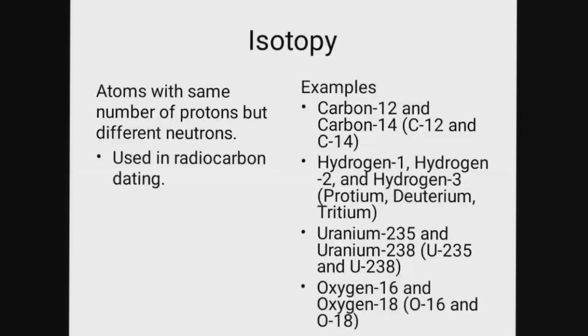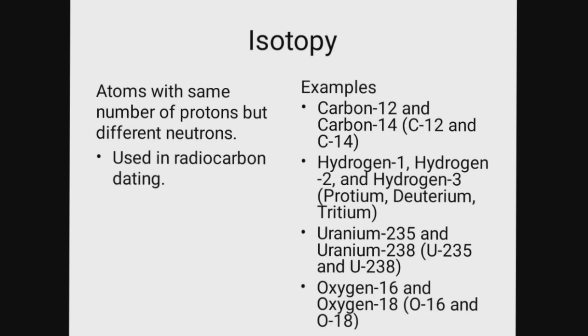Take hydrogen, for example. Hydrogen has three isotopes: the first is protium, then deuterium, and tritium. Then we have uranium-235 and uranium-238. We also have oxygen-16 and oxygen-18.